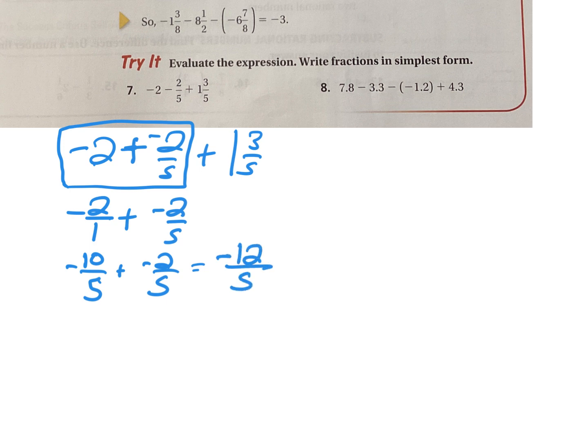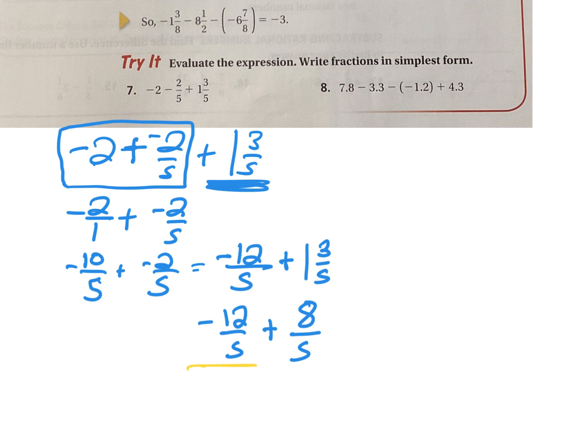12/5. Okay, so then I have to bring down this part right here, plus 1 3/5. I'm going to make that into an improper fraction. 5 times 1 is 5, plus 3 is 8. So I have a negative 12/5 plus 8/5. Now I have different signs.